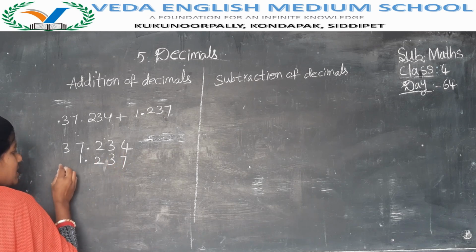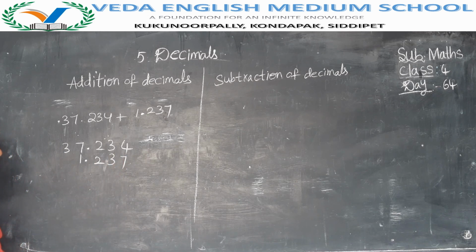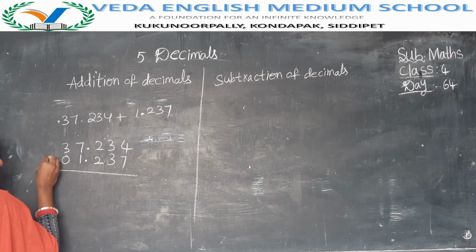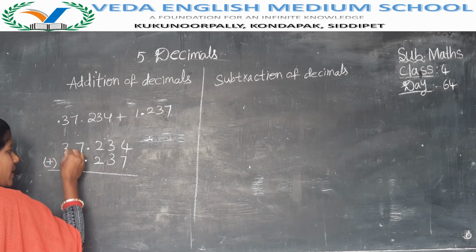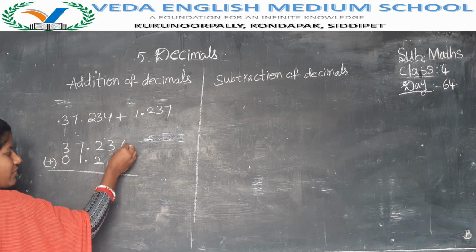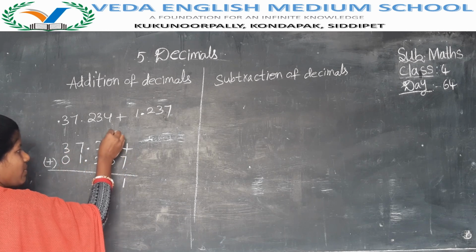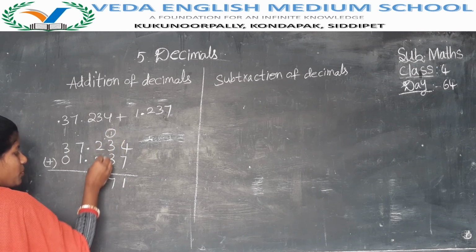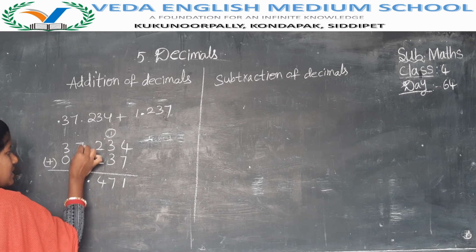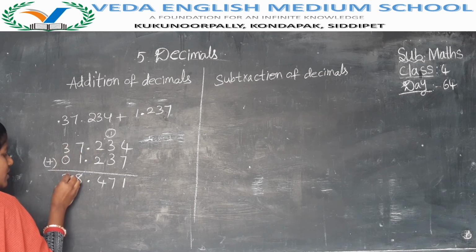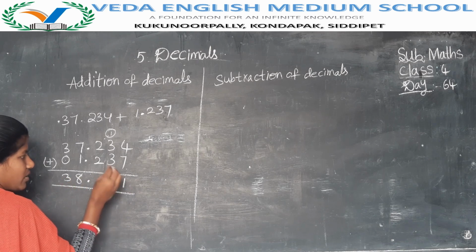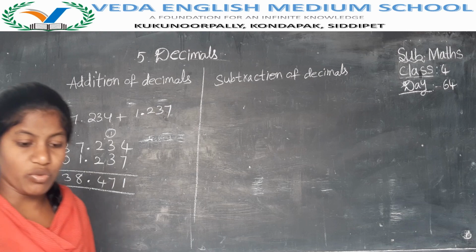2, 3, 7. Here in the decimal number we have one availability, that is if the digits are not sufficient, then you can arrange zeros, because by adding 0 the value will never change. So 7 plus 4 is 11, 1 is carried to the next number. 3 plus 3 is 6, 6 plus 1 is 7, 2 plus 2 is 4. Decimal point as it is, 7 plus 1 is 8, 3 plus 0 is 3. So by adding these two we get the answer 38.471. Understand?